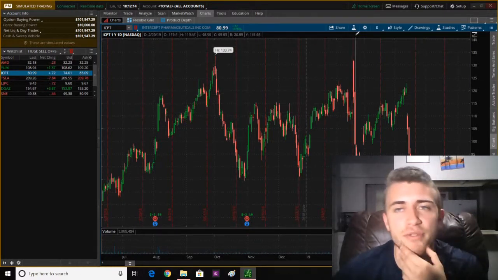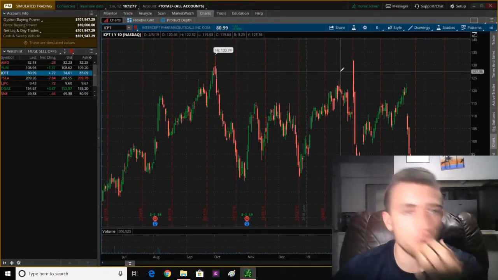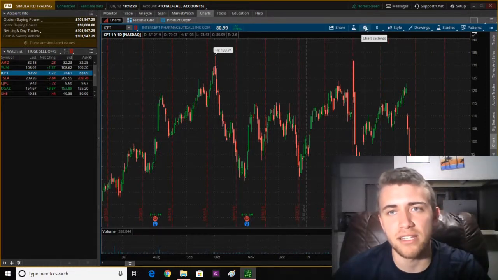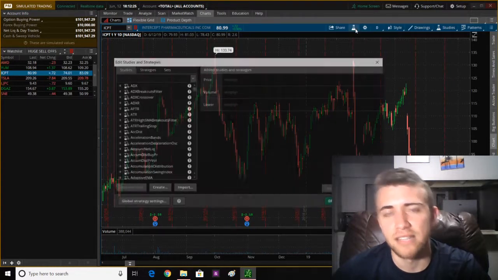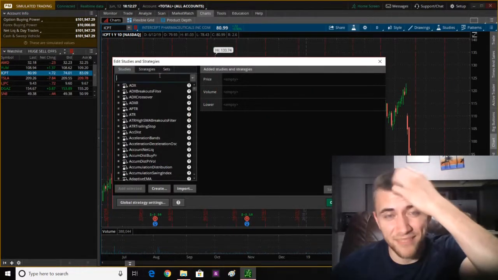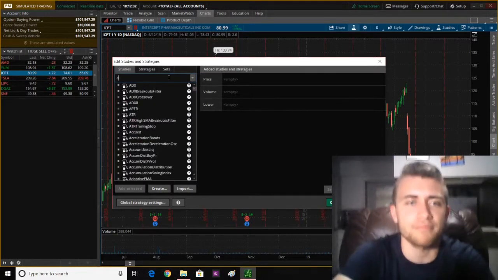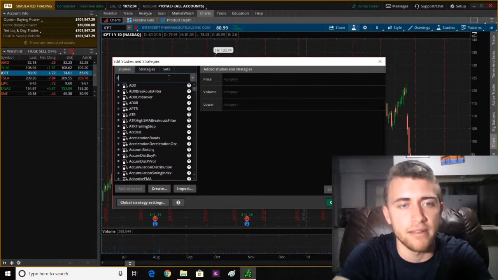What you're going to have to do, there's two different buttons that you're going to have to go to for all of these settings. There's this button, it looks like a beaker. It's called Studies, and then the gear button for the settings. First I like to go to my Studies, and then we're going to put an EMA line, which is exponential moving average line.